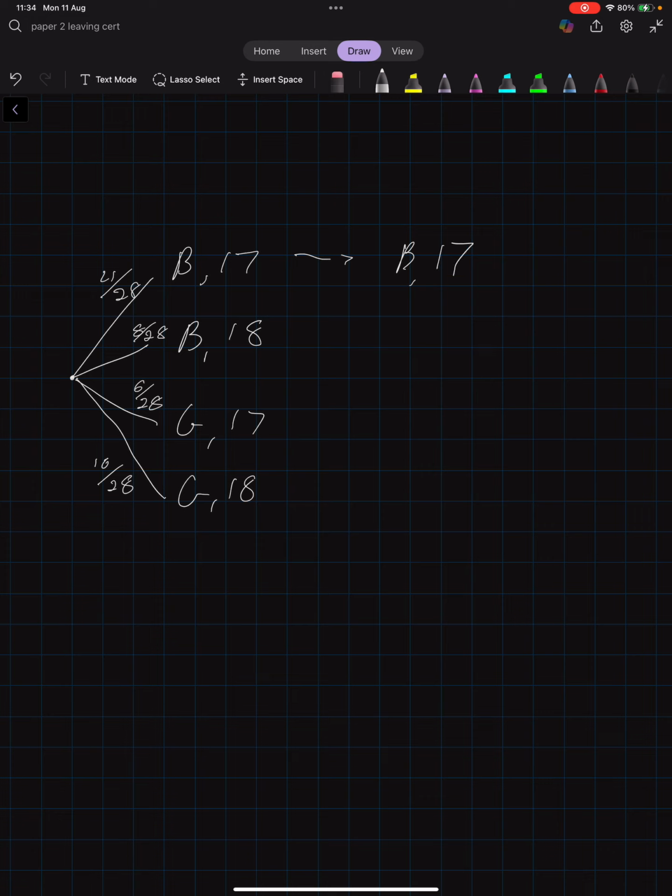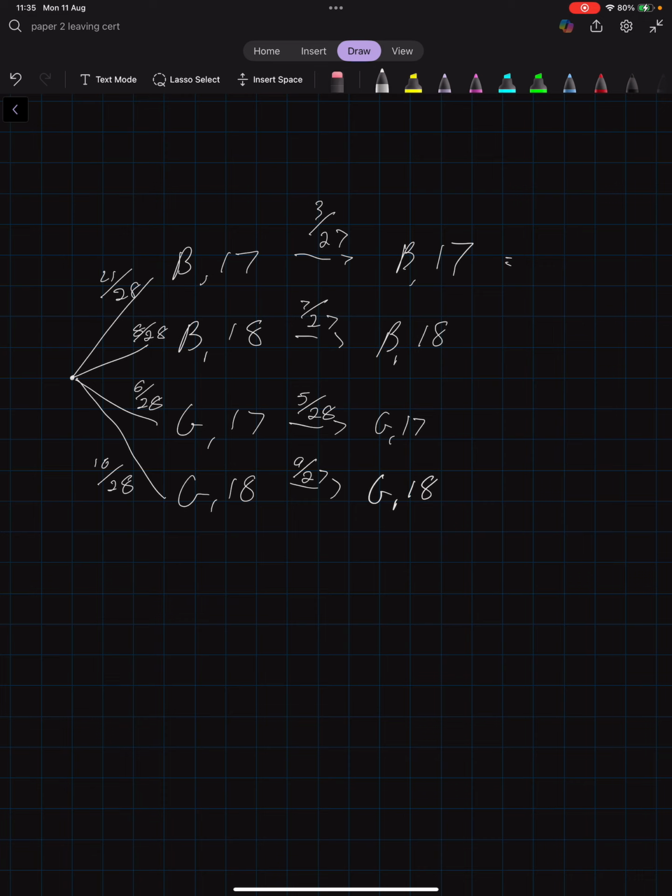It's the boy in 17. And what's the chance of this happening? It's 3 out of 27. Why? Because you've already picked one of the boys who are 17. There's 4 of them, so you've picked one of them, so there's only 3 left. And you've picked a student. There was 28, there's only 27 left. Okay? Same thing here, it's going to be 7 over 27. This is going to be 5 over 28. This is going to be 9 over 27.